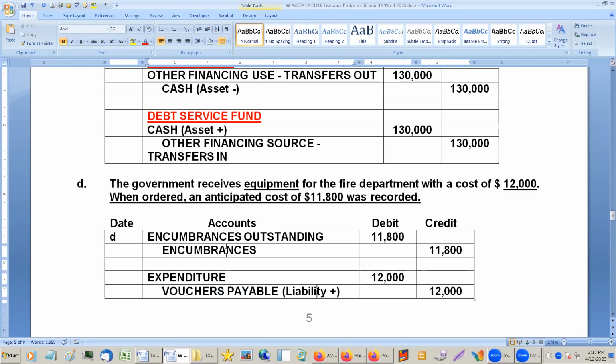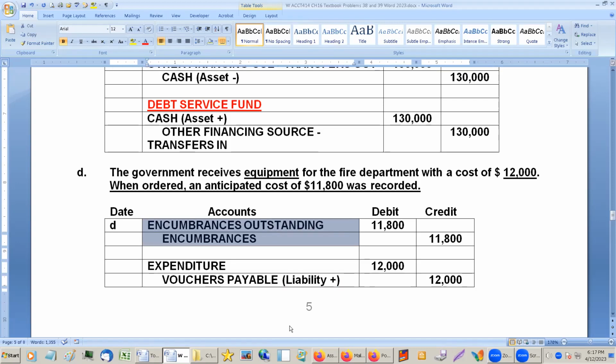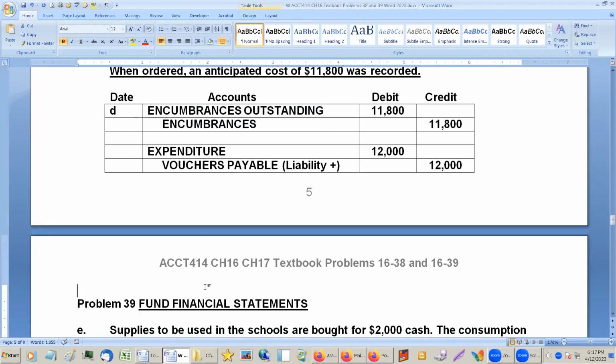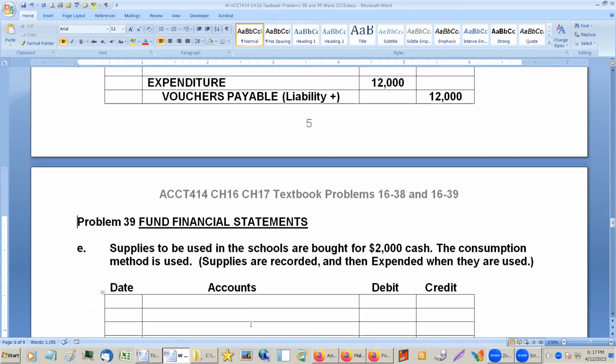It's like when it comes to these encumbrances, I don't put liability or asset or anything on there because these are completely separate from the financial statement. Actually, we'll see that later on today. Okay.